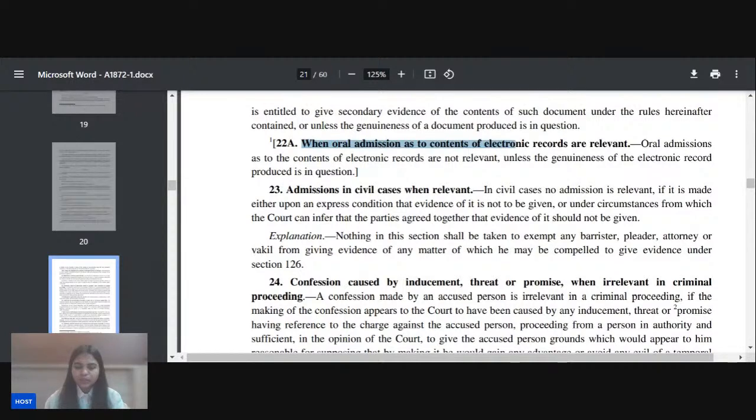So from 17 till 23, you will only find admission. And in civil cases also, admission is relevant. But there are two exceptions. One is when it is expressly prohibited by parties, and when it is impliedly prohibited by parties, right? So when it is expressly prohibited by parties or impliedly prohibited by parties, then it won't be relevant. Otherwise, in civil cases, it is relevant.